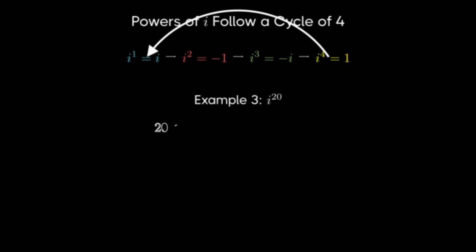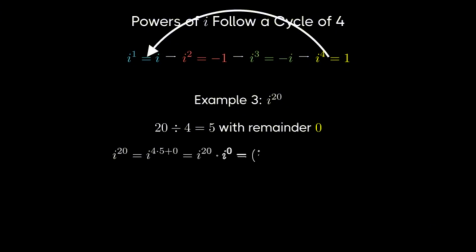For our final example, let's find the value of i to the power of 20. This example will show us what happens with exponents that are multiples of 4. When we divide 20 by 4, we get exactly 5 with no remainder. A remainder of 0 is significant because it means the exponent is a multiple of 4. We can write i to the 20th as i to the power of 4 times 5 plus 0. This is equivalent to i to the 20th times i to the 0th.